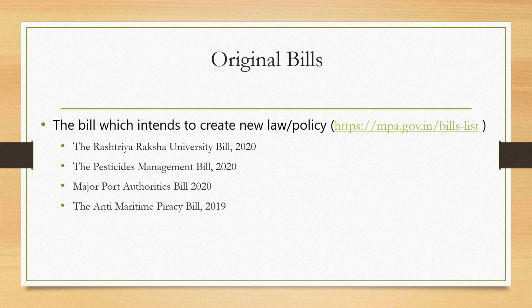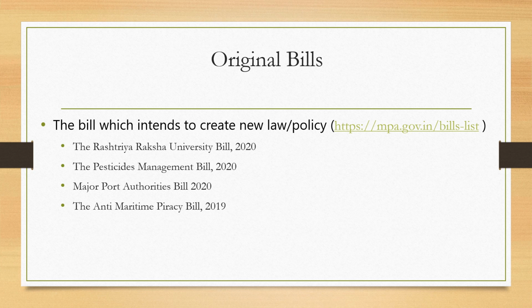And if you wish to know what new original bills were introduced, you can see illustrations on the Ministry of Parliamentary Affairs website. I have just given a link here, mpa.gov.in. If you go to this site, you will find a lot of bills which are pending on the floor of the house. There you will find the Rashtriya Raksha University Bill 2020. It's a new university going to be established. As I told you, since it is new, it is an original bill. The Pesticide Management Bill, again a new bill, has been introduced with respect to regulating the use of pesticide. So that's where you will find Pesticide Management Bill 2020.